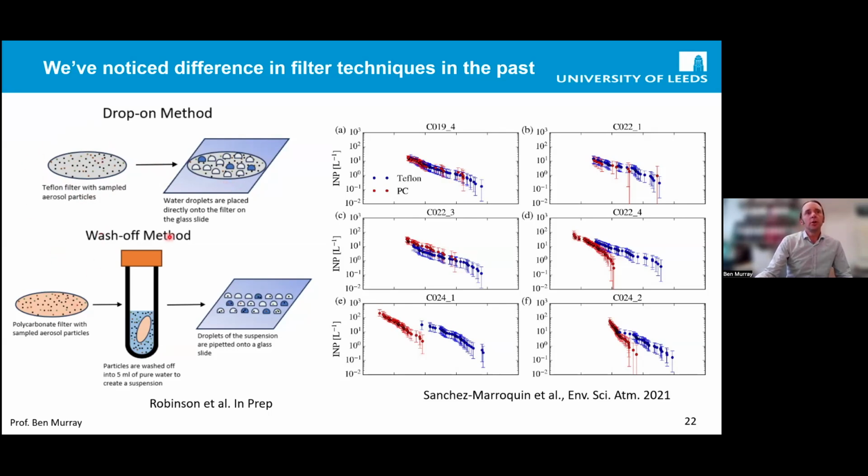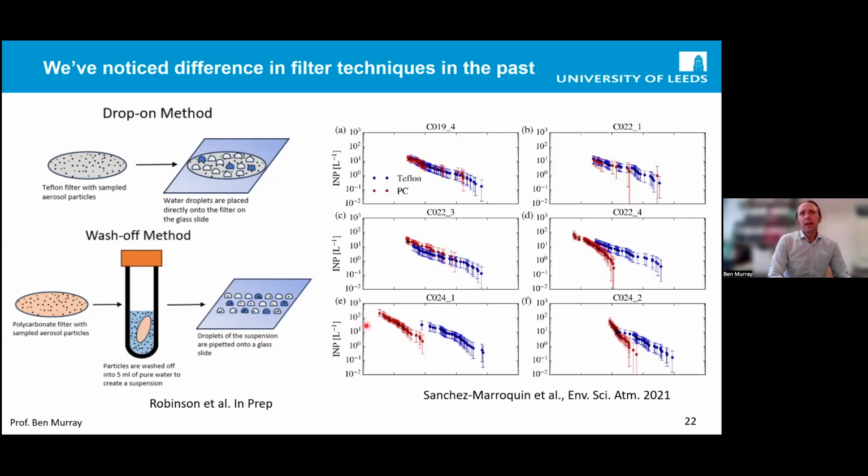And then there's the wash-off method, where you take the filter, you put it into a volume of water, and you somehow agitate it, sonicate it, do something to it to try to recover those particles into liquid, then pipette that water out into an array, and then cool them down. And that obviously requires being able to recover the particles from the filter very efficiently, effectively.